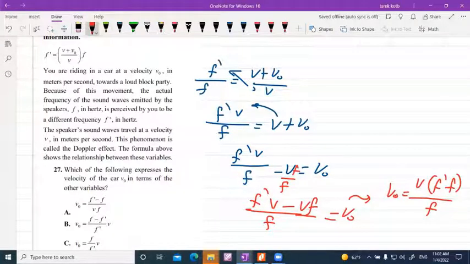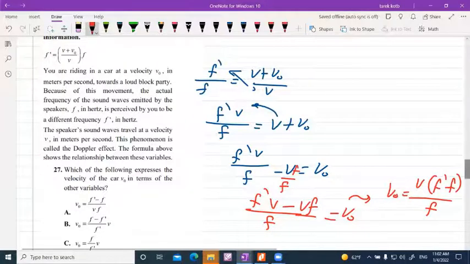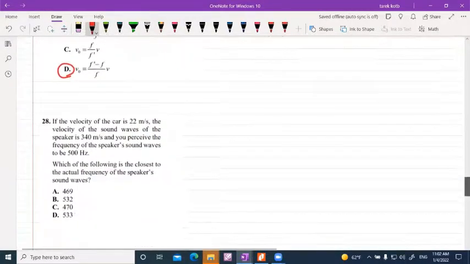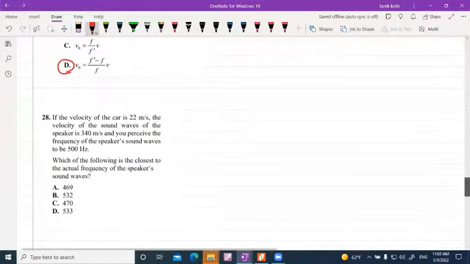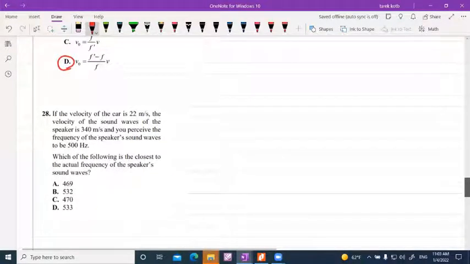Okay, let's go down and see what's 28. The velocity of the car, V0, equals 22. The velocity of the sound waves of the speaker is 340, meaning V equals 340 and V naught equals 22. And you perceive a frequency of the speaker sound waves of 500, meaning F dash equals 500. Which of the following is closest to the actual frequency? I want to get F.